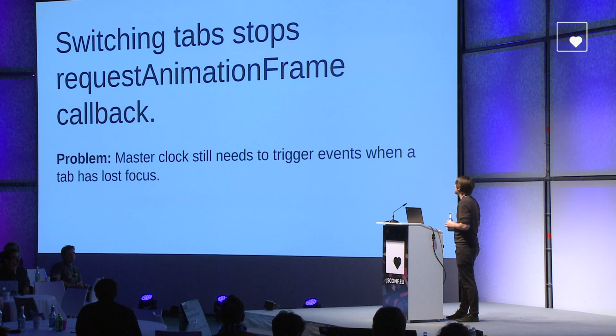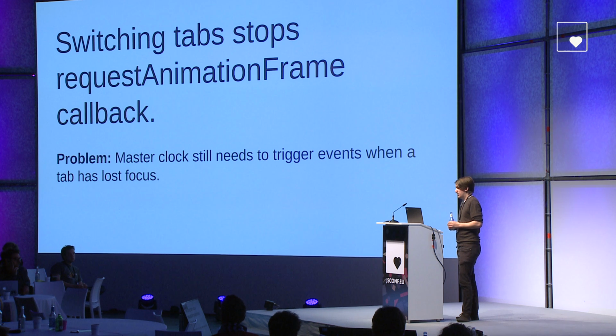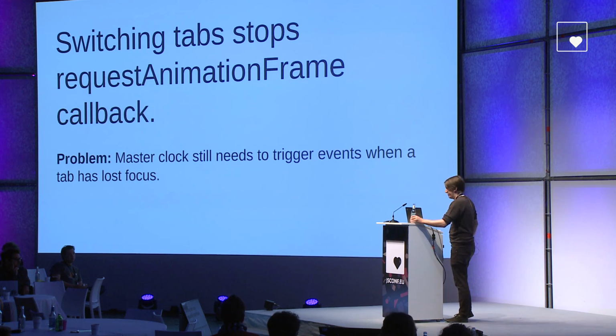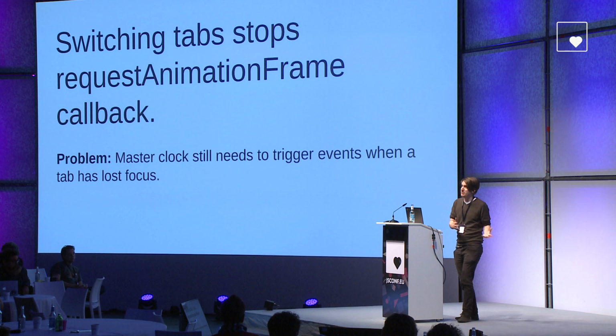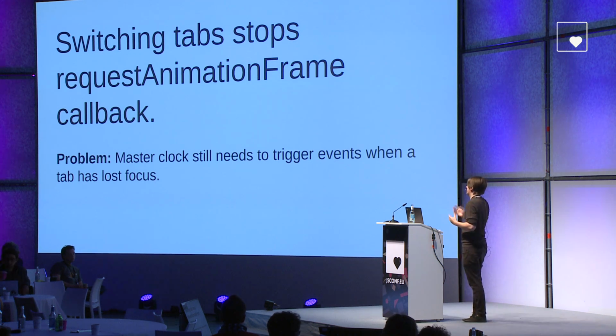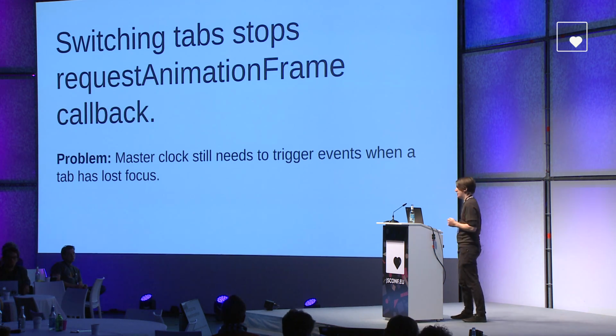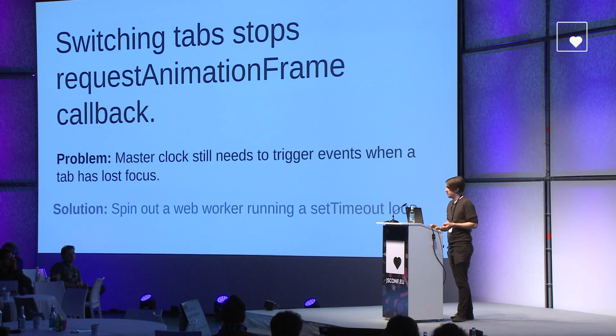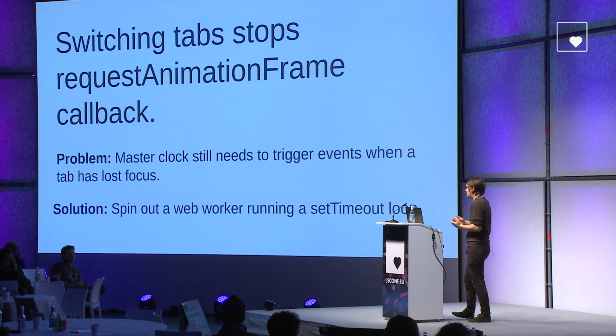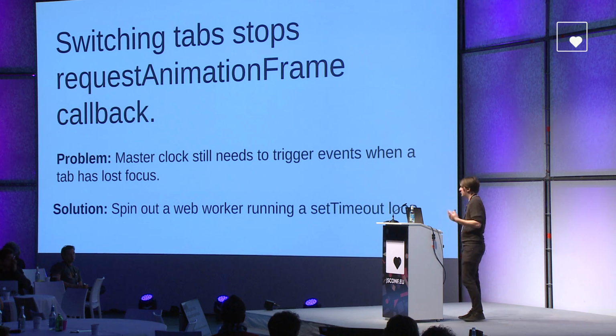This doesn't come without its own problems. So if you switch tabs, the requestAnimationFrame callback gets halted. And this means, so traditionally on the web, if you're playing back video and you switch the tabs, you'd expect the video to keep playing in the background. But the video context won't be able to do that if it only uses requestAnimationFrame. So the solution we came up with for this is to, as soon as you switch tabs, spin out a web worker, and inside the web worker run a setTimeout loop. And this won't be as accurate as the requestAnimationFrame, but it will give you enough timing to keep the video context ticking over.